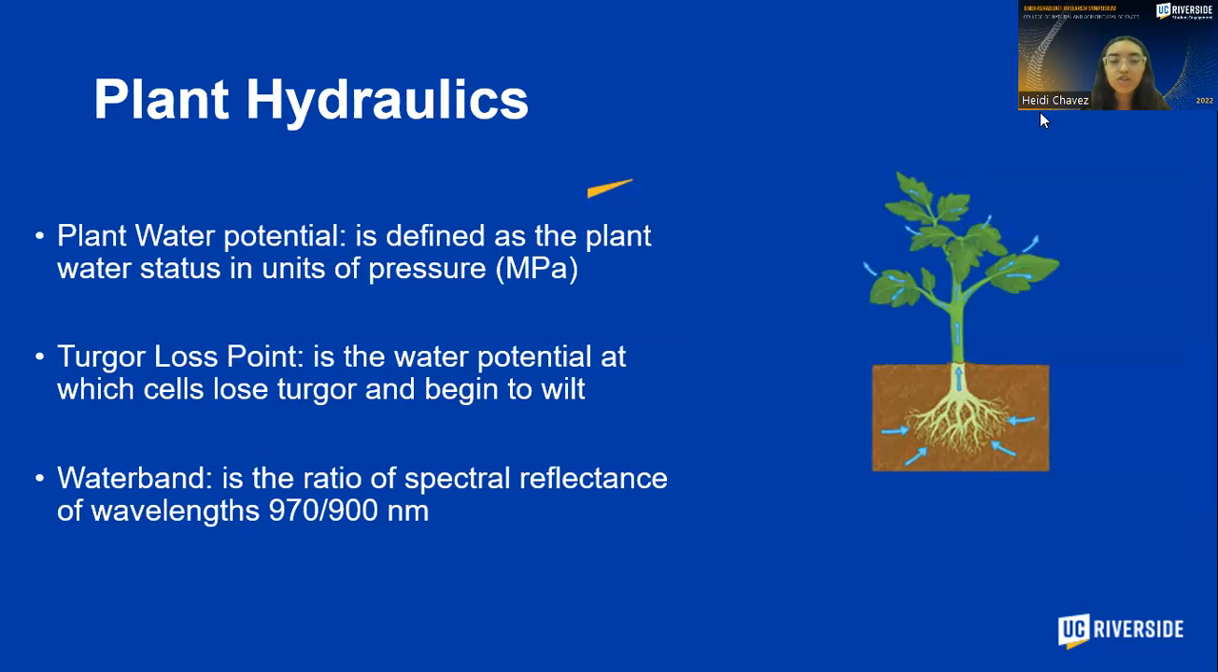Some key plant hydraulic terms that I'll be using in this presentation are plant water potential, which is defined as the plant water status in units of pressure, which is megapascals. Then turgor loss point, which is the water potential at which cells lose turgor and begin to wilt. And then we have water band, which is the ratio of spectral reflectance of wavelengths at 970 and 900 nanometers.